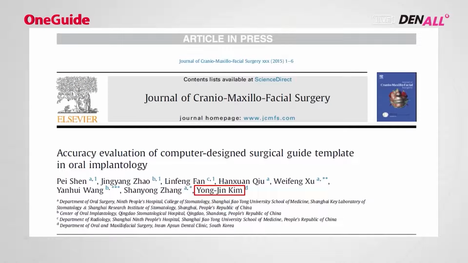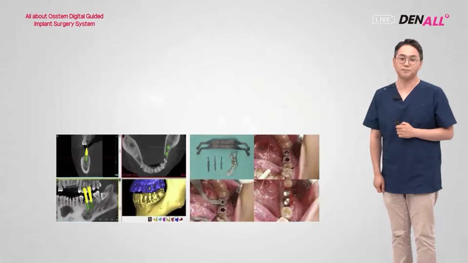In the past, I worked with Ninth People's Hospital in Shanghai, China. I did a research there. I used an implant planning program. The patients were divided into two groups. In one group, planning was done, and a very experienced surgeon opened a flap and placed the implant. In another group, using the planned position, a surgical guide was fabricated, and the same doctor did the placement.